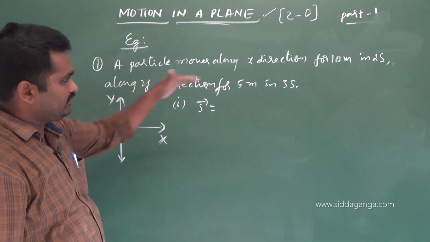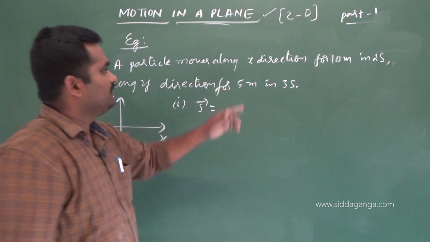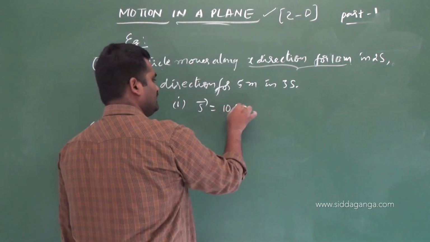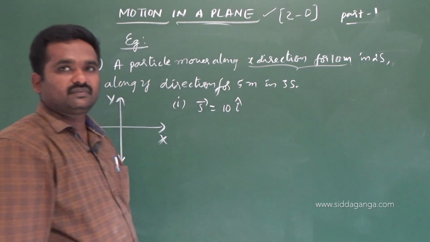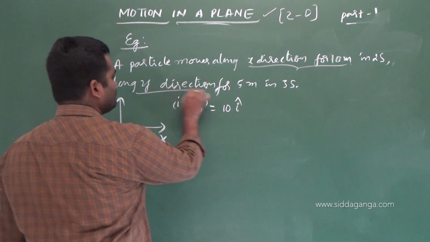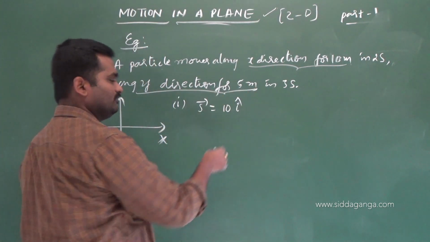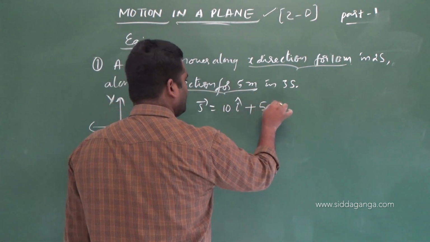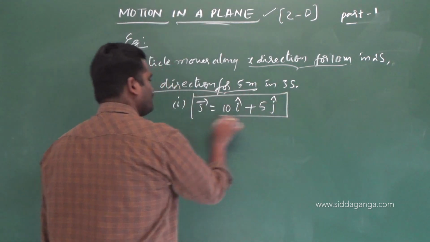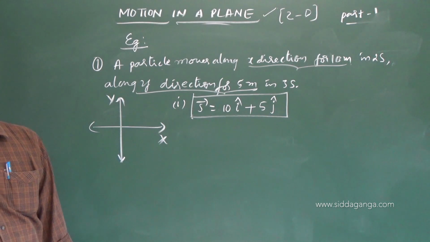If it had traveled only in one direction, directly I would have written only 10 meter in x direction. See, x direction 10 meters means 10 i cap. Has it stopped there itself? No, it has moved again in y direction for how much? 5 meter means plus 5 j cap. This is the displacement.